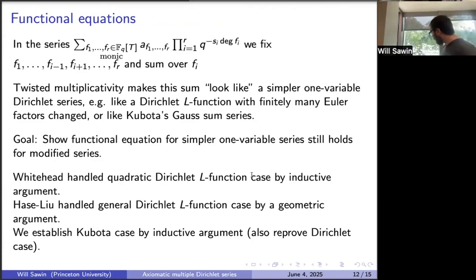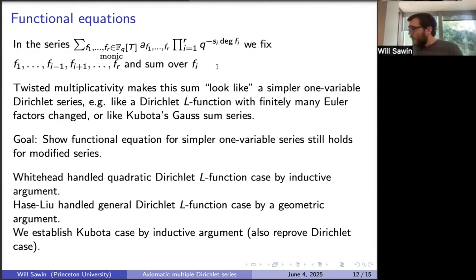So after defining these things, the first step in our work is to establish as many functional equations as we can for them. Let me try to make a little more precise what I mean by establishing a functional equation. The way to figure out what's going on is to zoom in on this complicated series. You fix all but one of the variables we're summing over and just restrict attention to the sum over a single variable fi.